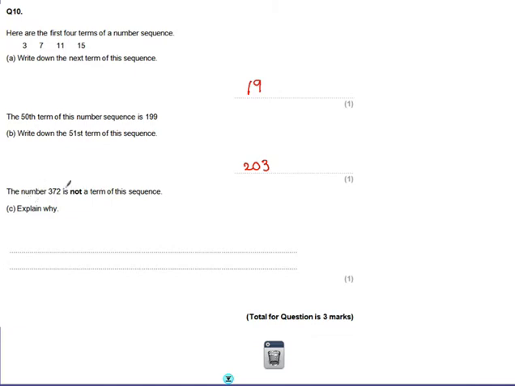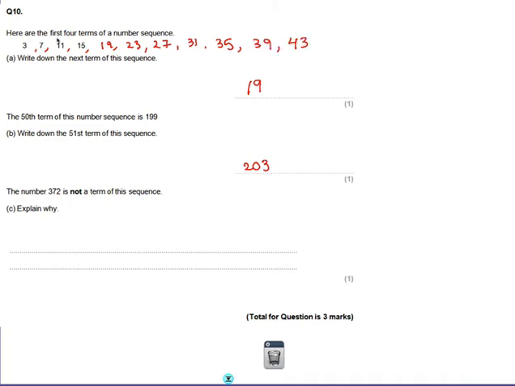The number 372 is not a term of the sequence. Explain why. Well, if we were to keep adding 4, 19, add 4 is 23, add 4 is 27, add 4 is 31, and keep adding 4 is 35, add 4 is 39, add 4 again is 43.